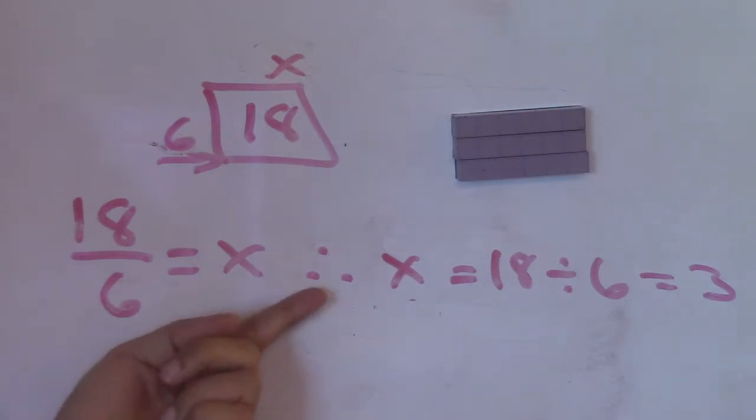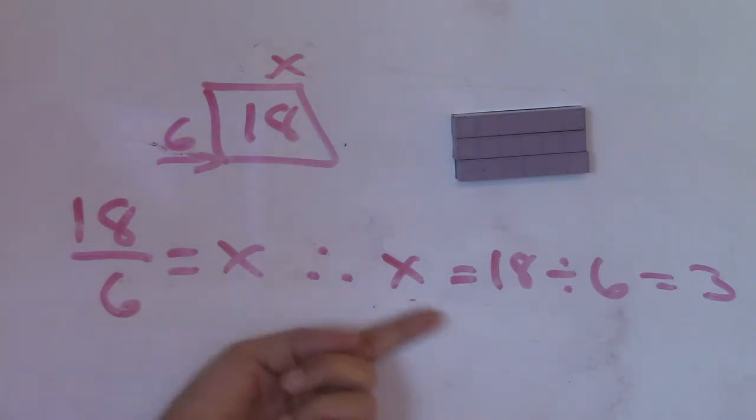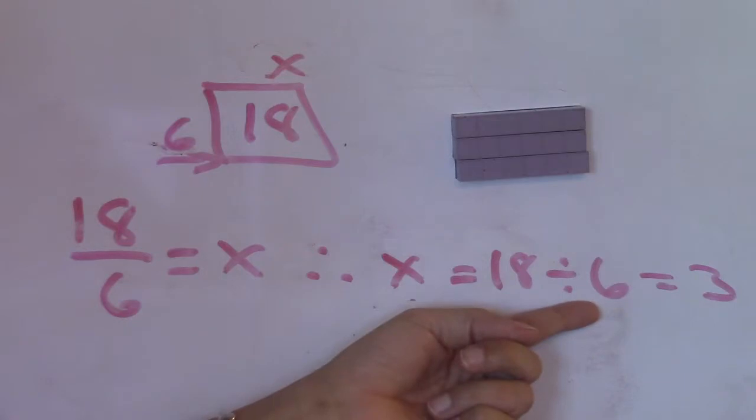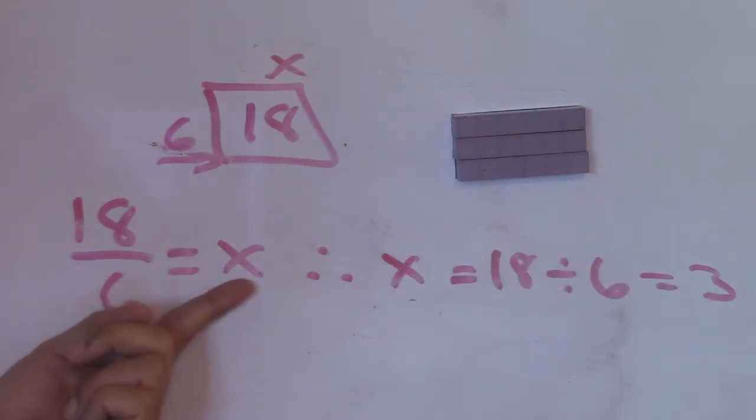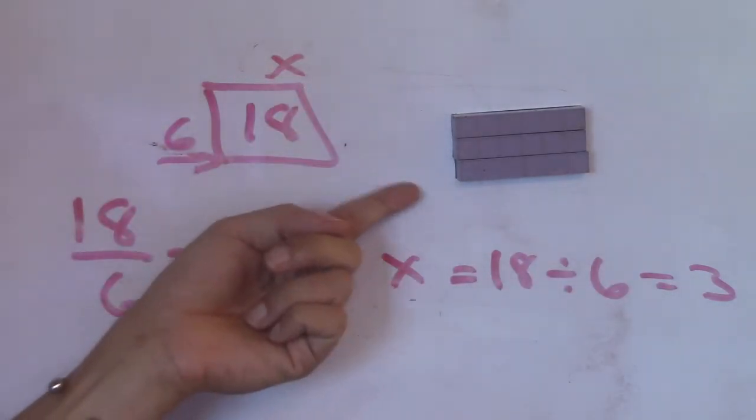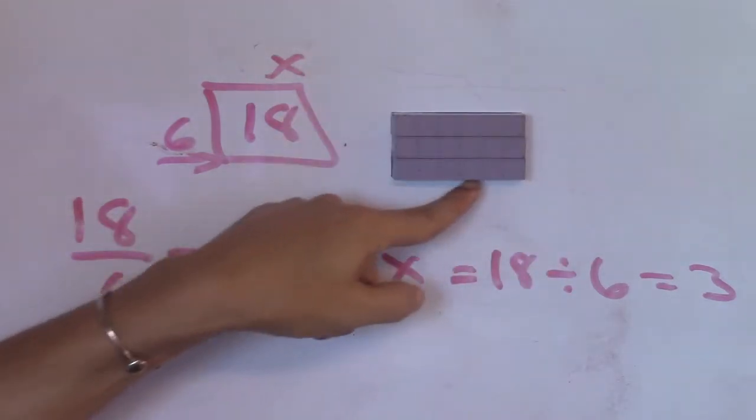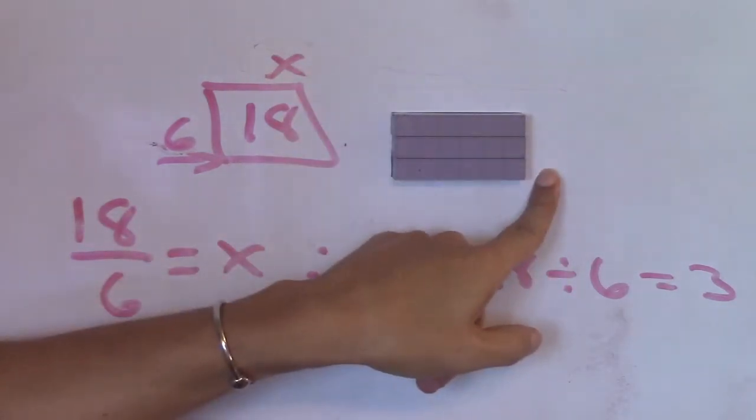Then we figure out this symbol right here. I have 2 out of the 3. Therefore, x is the same thing as 18 divided by 6, which is the same thing as 3. That's the long way of going about it. We know that that's got to be. Now, this thing right here is 6. This has to be 3.